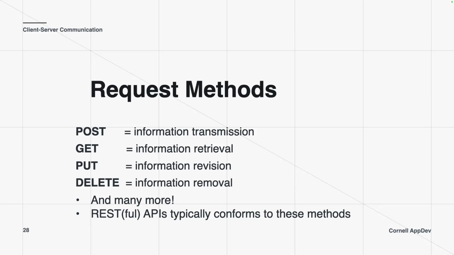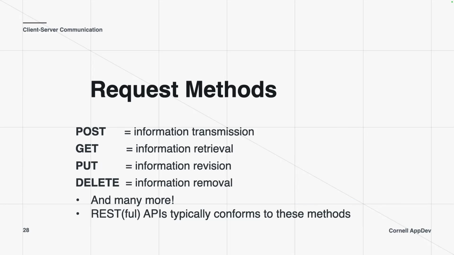And then there are some other types of request methods, but we'll be mainly focusing on these four in this class. So it's going to be post, get, put, and delete. And yeah, so RESTful APIs all conform to these methods, and REST APIs are an essential type of interface that also use these four methods.